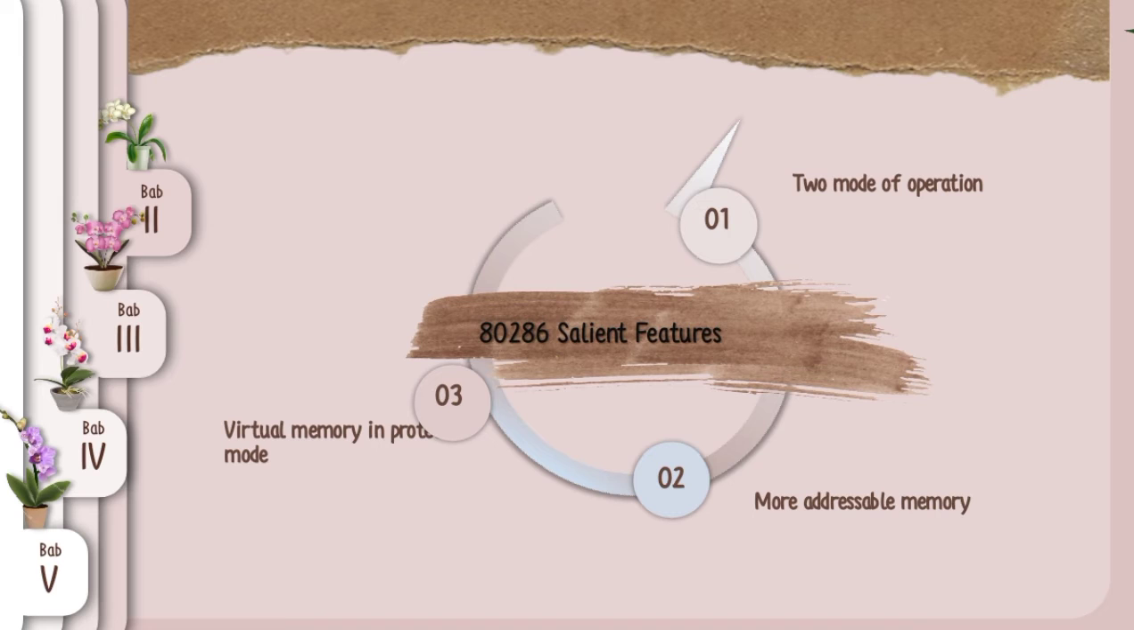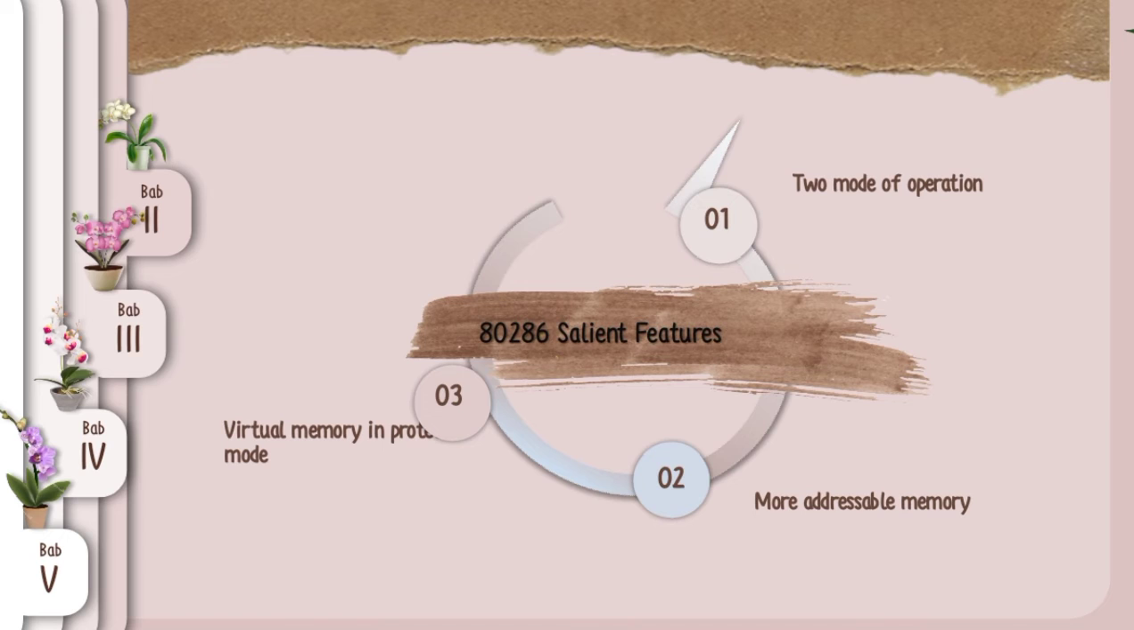So, content addressable memory or CAM is a data storage device that stores memory in cells. When any aspect of the memory is entered, the CAM compares the input with all the stored data. So, the addressable memory in the case of 80286 is 16 megabytes. So, lastly, virtual memory in protected mode.